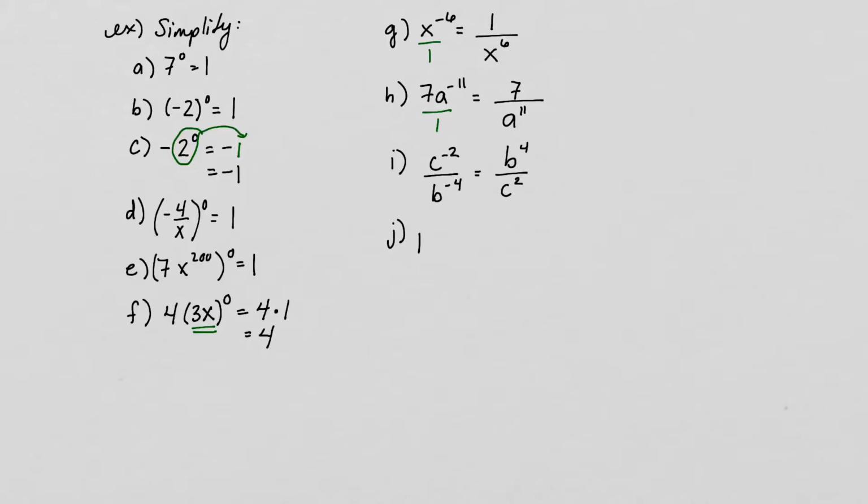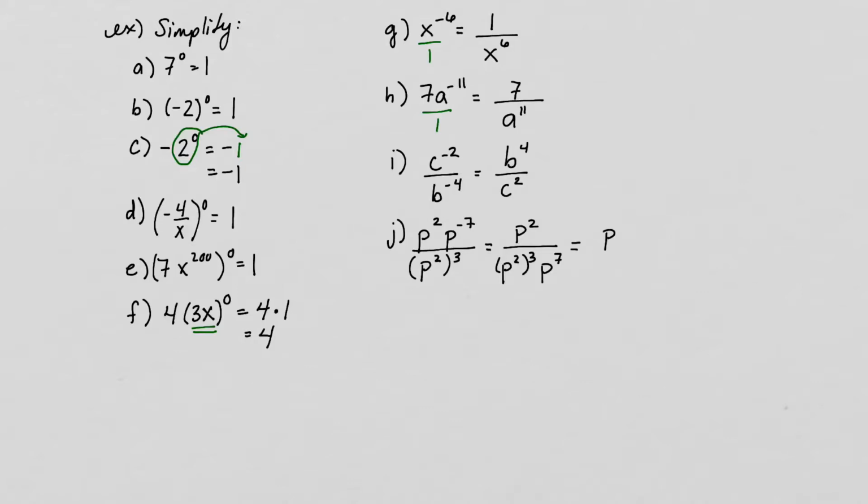Let's try this one. P squared, p to the negative 7th, all over p squared cubed. In this case, if I move that p to the negative 7th to the other side, I'd be left with a p squared on top and a p squared cubed on the bottom, and then that p to the negative 7 will move down to the bottom. And now I can work on simplifying this like I did other exponent things.